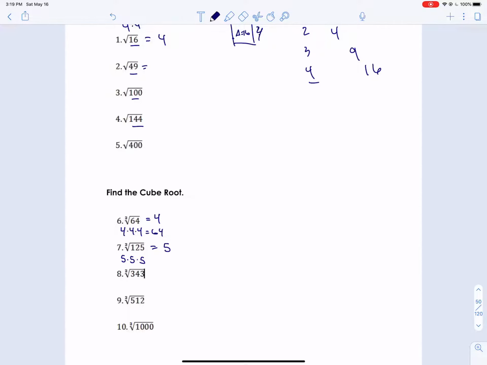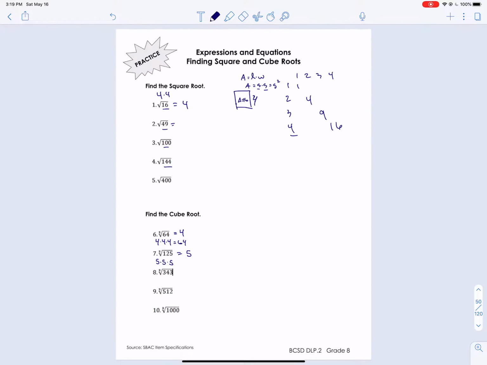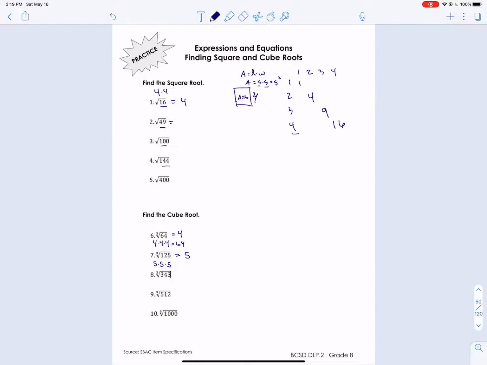And then you can work your way through the rest of these, okay? It's almost like guess and check, but we already have an idea of what it should be, so we can take a much more educated guess to figure it out. And then three numbers that are the same, multiply them. If you get the number underneath of the cube root, then that's your answer.